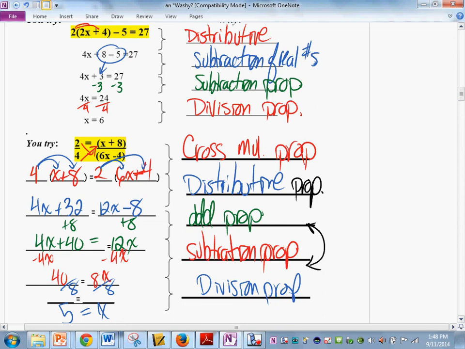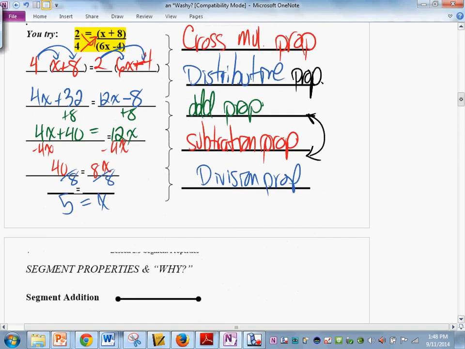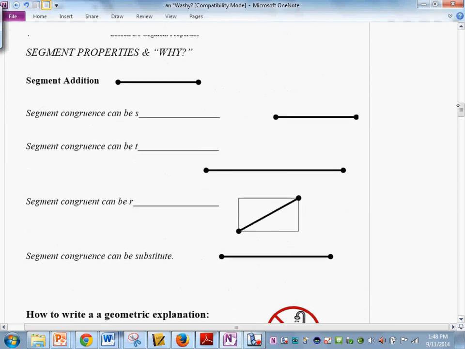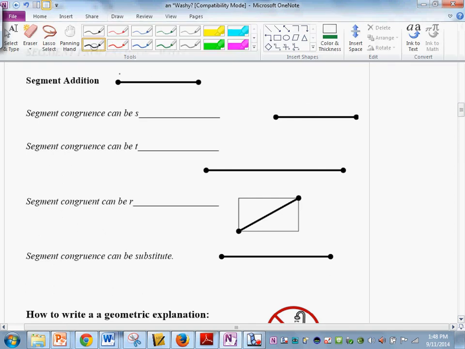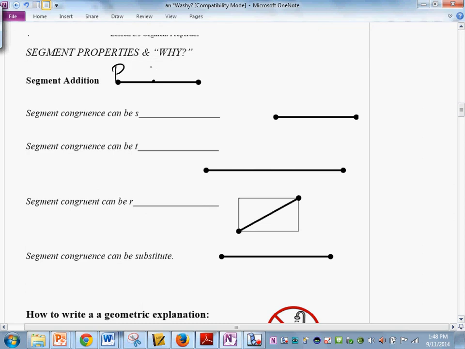Now we're going to do that for geometry. I'm going to show you the whys. This will take us about 5 minutes, and then I'll give you a quick little break. Ready? Come here. Lights, please. Ready? Write this down. This will just take us 5 minutes.